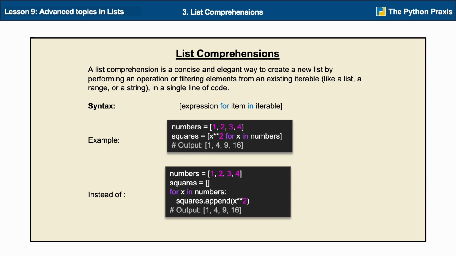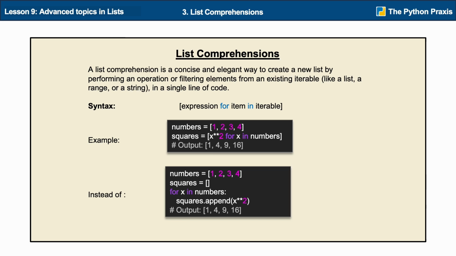The expression is the value to include in the list. The item is the variable name representing each element of the iterable. The iterable is something you can loop over, such as a list, a string, or a range. In our example, we have a list named numbers containing 4 integers: 1, 2, 3, and 4.